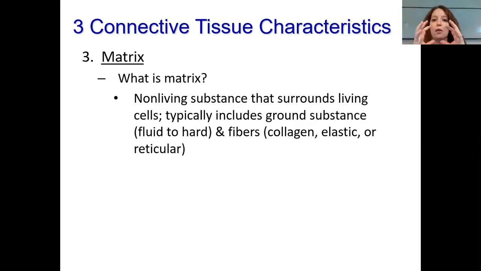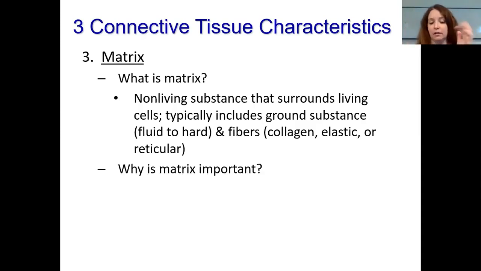So you have a foundation basically called a ground substance that's either going to be fluid or hard or somewhere in the middle, depending on what the tissue does. And in this ground substance are going to be cells and fibers. And that ground substance is called a matrix.